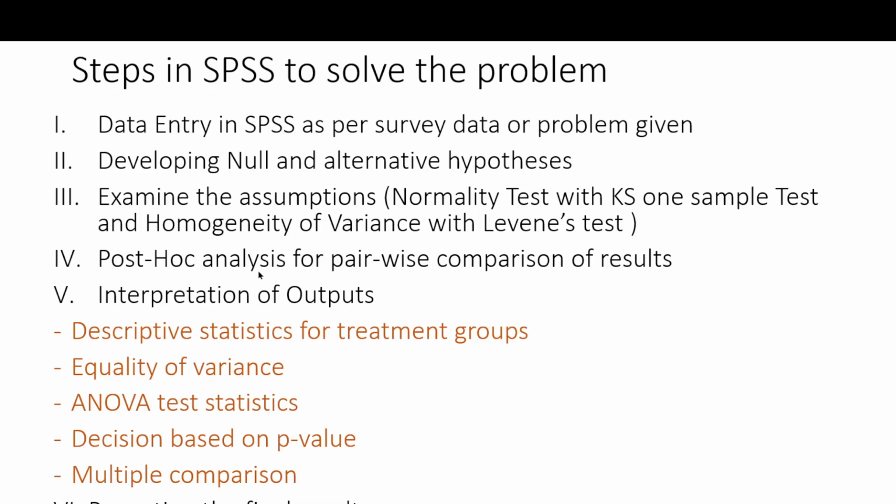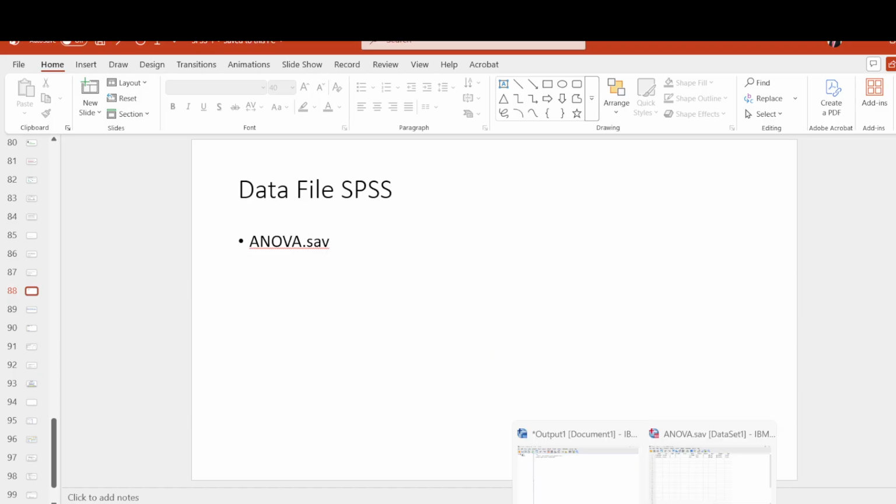Then post hoc analysis for pairwise comparison of the results, and then there are five interpretations which are required to mention: descriptive statistics for treatment groups, equality of variance, ANOVA test statistics, decision based on p-value and multiple comparison, and at last reporting the final results. Now we open the SPSS sheet.